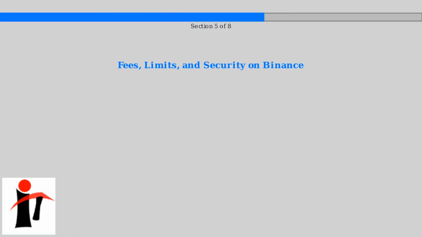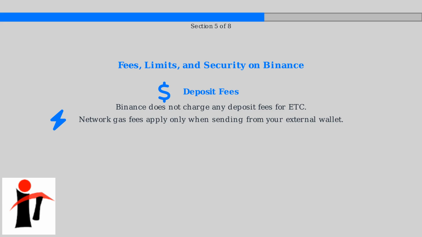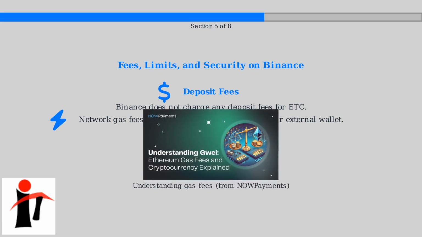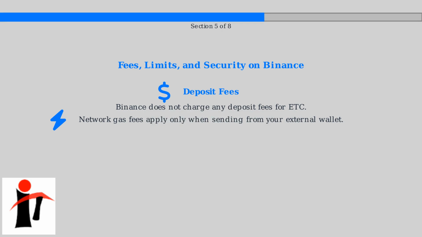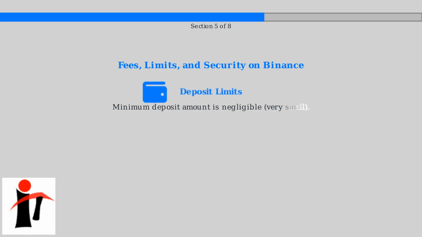Let's examine the fees, limits, and security measures for depositing Ethereum Classic on Binance. Binance charges 0 deposit fees for Ethereum Classic. However, when you send ETC from your external wallet to Binance, you'll need to pay network gas fees to complete the transaction on the blockchain. Gas fees are the costs required to process transactions on the Ethereum Classic network. These fees compensate miners for securing the network. The minimum deposit amount for ETC on Binance is negligible, meaning you can deposit even tiny amounts. There is no upper limit on deposits beyond the restrictions set by your account verification tier.